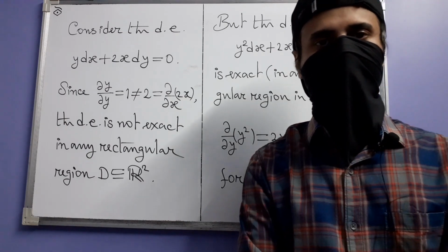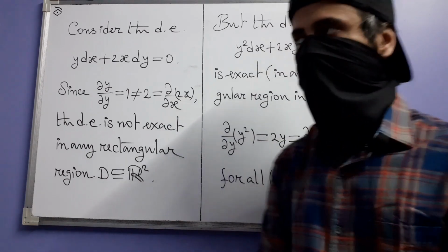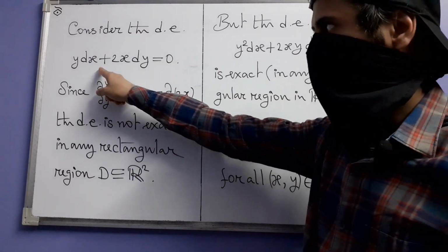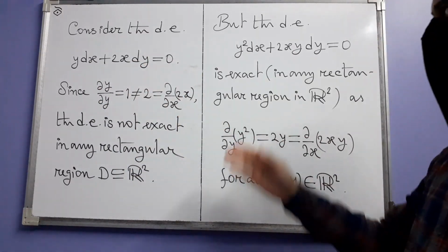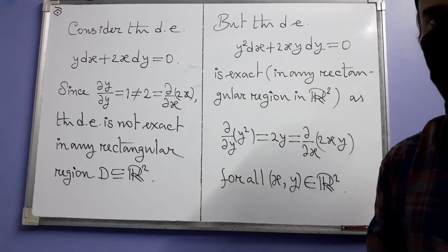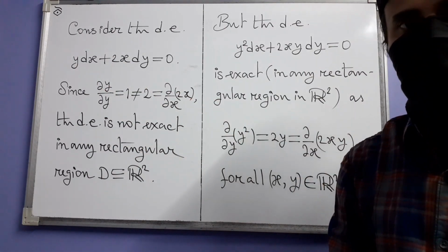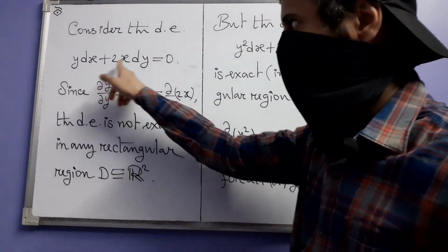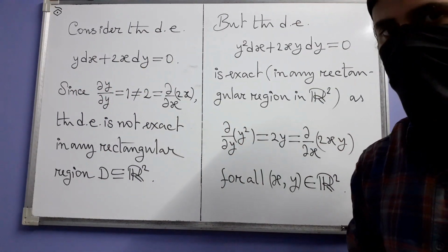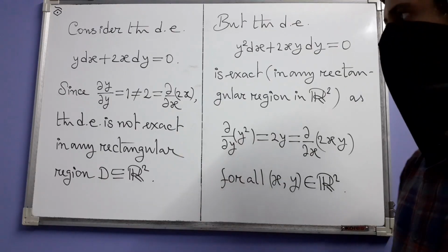Let us go back to two previous examples. The first one is this differential equation and the second one is a similar one. Let us first note that this equation is not exact, and the equation of course is y dx plus 2x dy equal to 0. We have seen this before also.